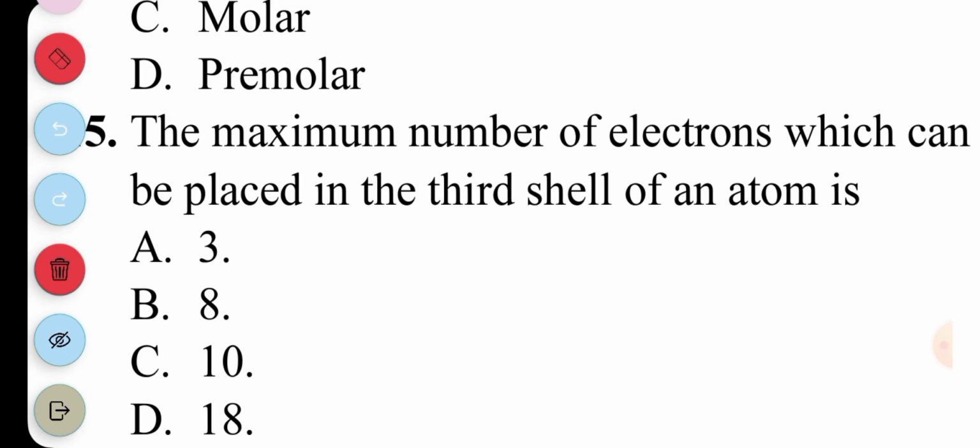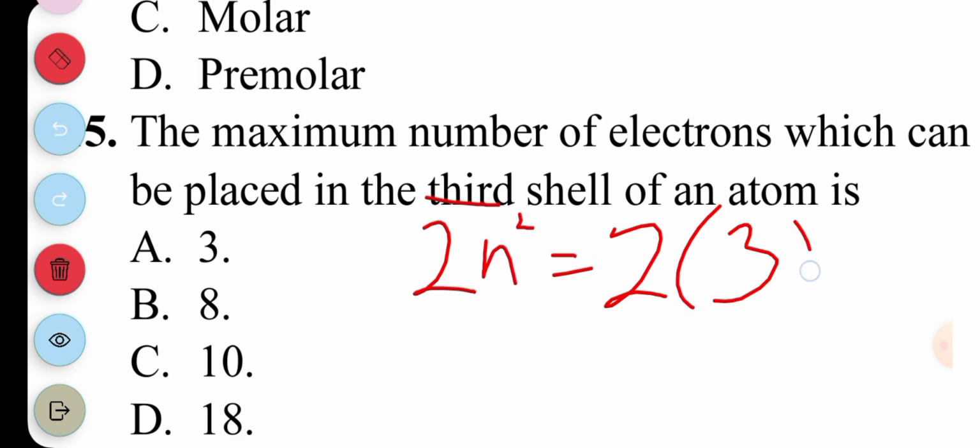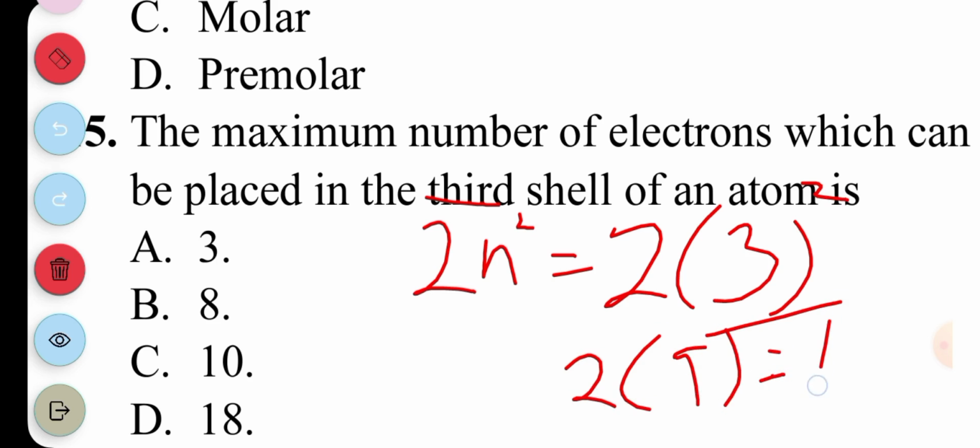15. The maximum number of electrons which can be placed in the third shell of an atom is A. 3, B. 8, C. 10, D. 18. And the formula to get this is 2n squared, where n is the shell number. So we are looking at the third shell here. So the third shell, we are going to have 2 bracket open, 3 squared. You're supposed to work the 3 squared first. You're going to have 2 multiplied by 9. You're going to have what? 18. So the answer to question 15 is D, 18.